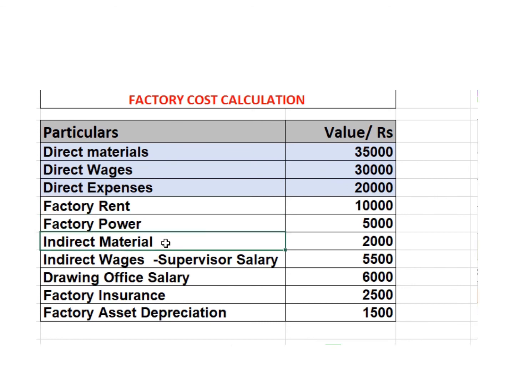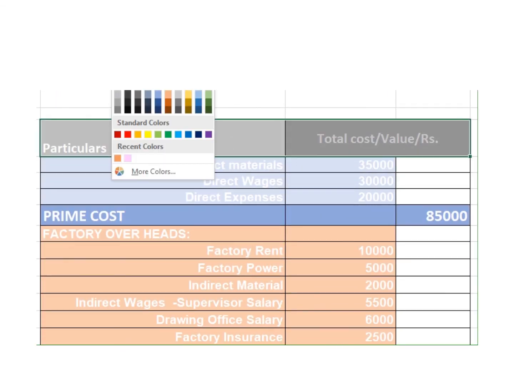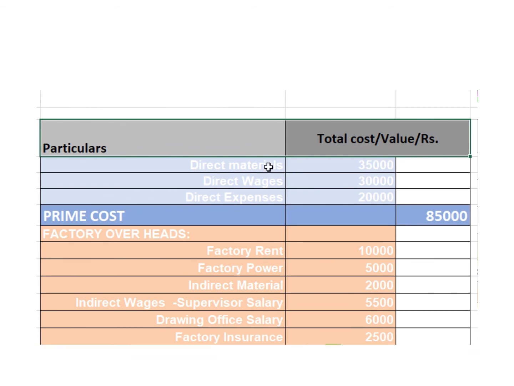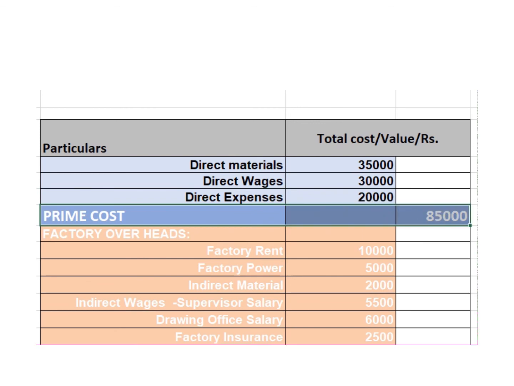Then we have indirect material, which is directly given. Then indirect wages is given. Then drawing officer salary is an indirect expense. Factory insurance is an indirect expense. Factory asset depreciation is an indirect expense. Now we'll put that in the cost sheet format. So in the cost sheet we have three columns. As I already said, we should have three columns so that there is no confusion in checking the values. We have direct materials, direct wages, and direct expenses given. The sum of these three will give the prime cost. So it is easy to calculate prime cost.